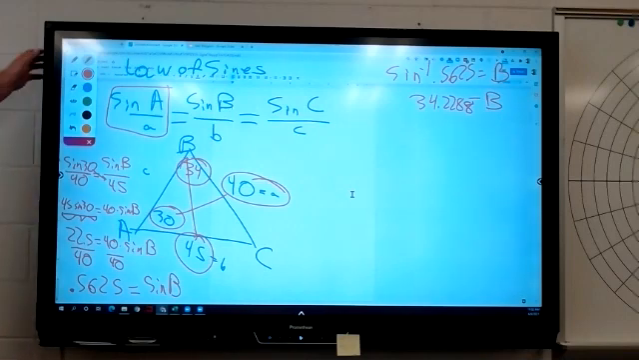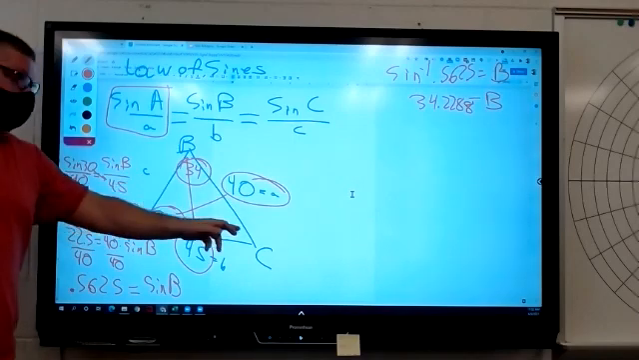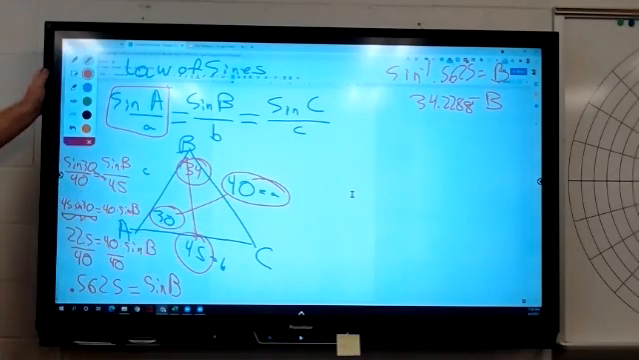How do I find angle C? Miss Hale, how do I find angle C? Well, here's the question. Do I already know 2 of 3 angles in a triangle? So what might I be able to do? How many degrees are in a triangle all together? There's 3 angles all together. How many degrees? Oh, 180.